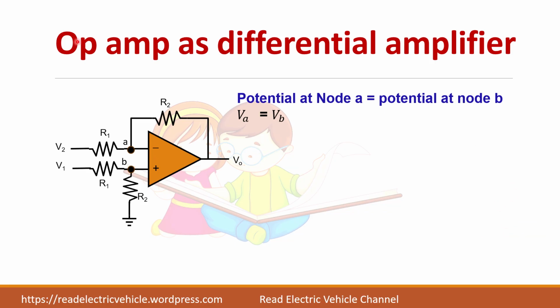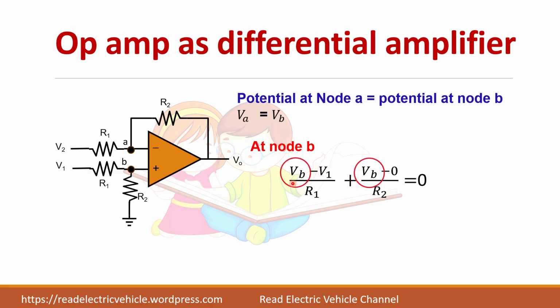Next, we will write the nodal equation at this node B. So same procedure, (Vb minus V1) by R1 plus (Vb minus 0) by R2 is equal to 0, since this is grounded. But here, instead of Vb, I can write Va because we know Vb is equal to Va. So I will replace this by Va and simplify it. I will get this second equation.